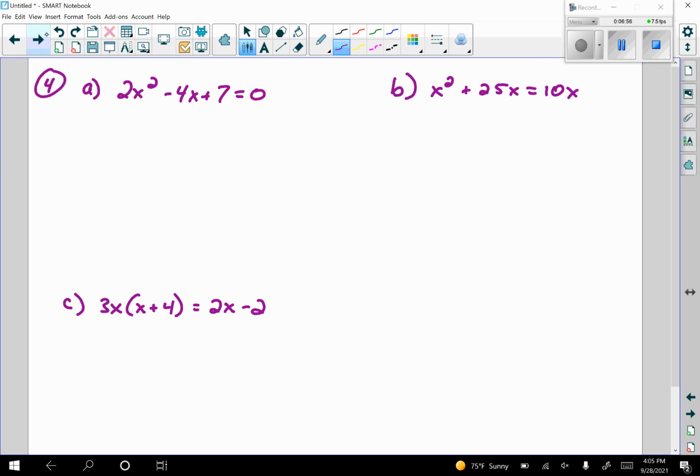Okay, for number 4, we're just after the discriminant. That's the part of the quadratic formula that's just underneath the square root. So it's b squared minus 4ac. So in order to see all the values of a, b, and c, we need to get every term on one side in this order set equal to 0. So the value of the discriminant, I'll just abbreviate here.